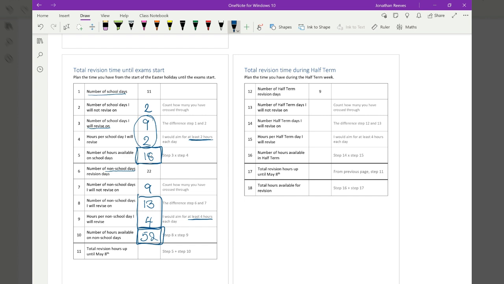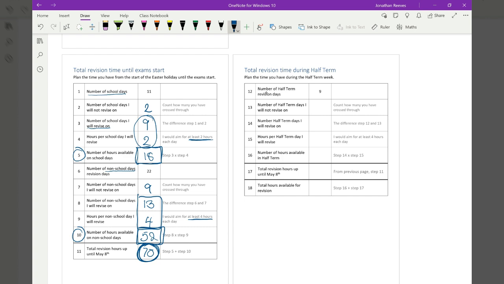So if I now take my 18 hours from step 5 and my 52 hours from step 10, 52 plus 18 is 70 hours. I've got 70 hours to start revising with up until the start of the exams.